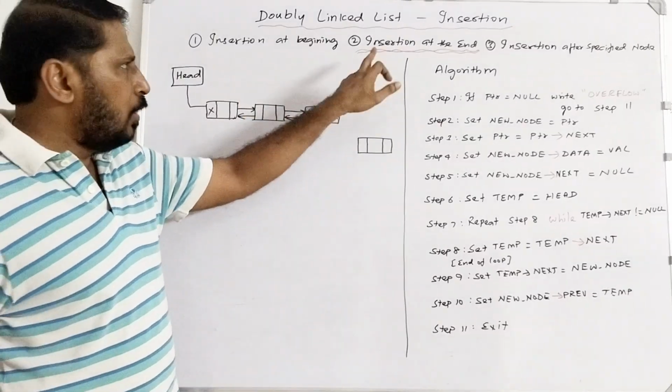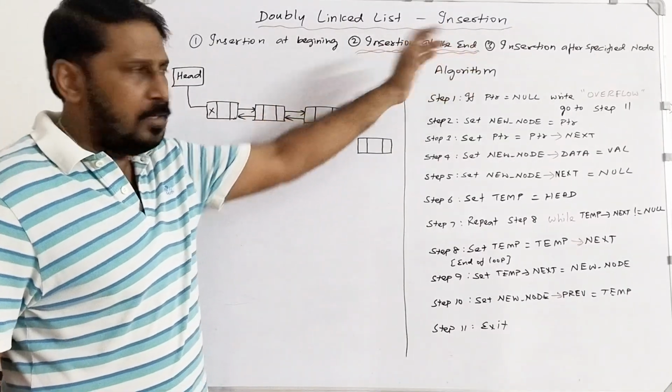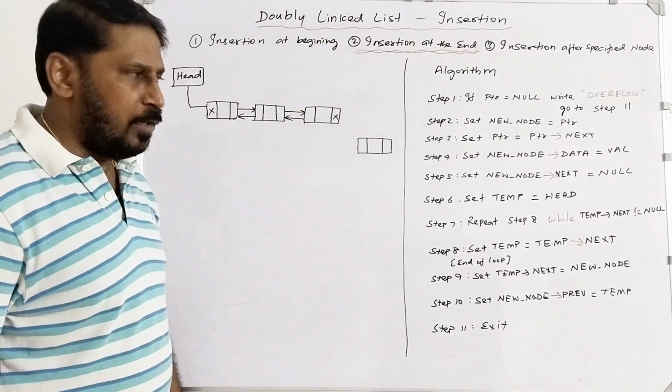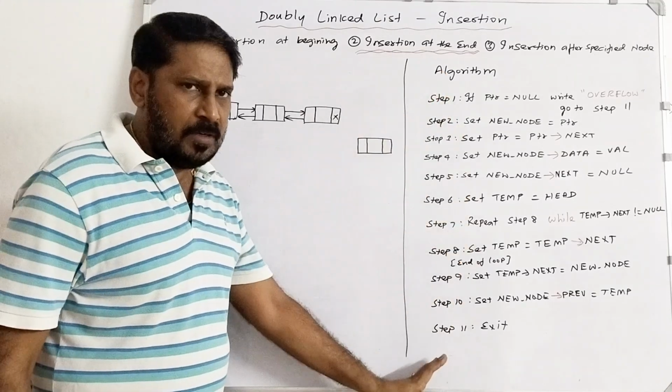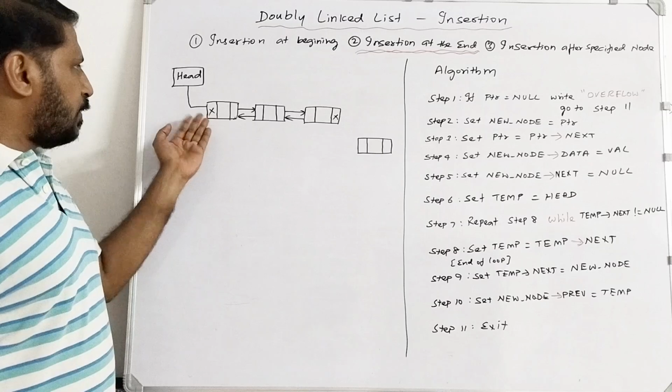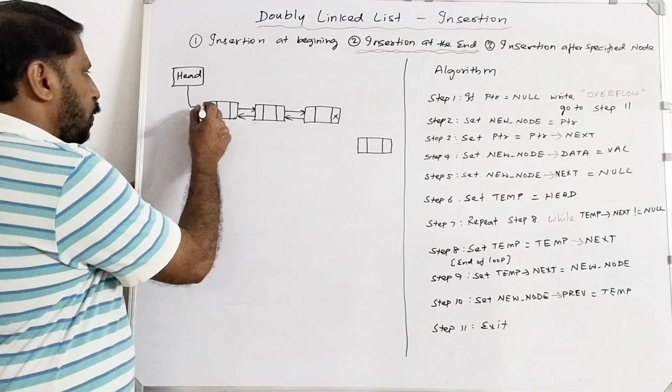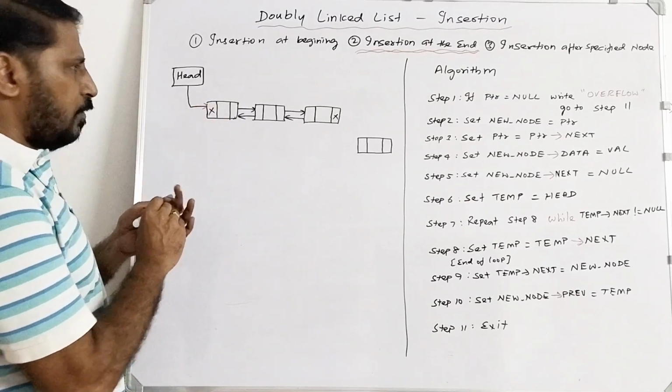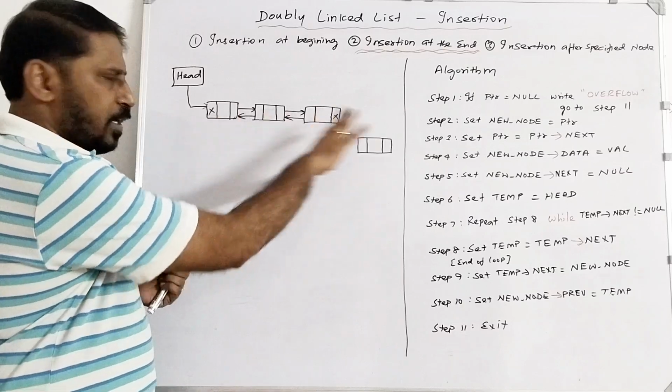We are going to see insertion at the end in a doubly linked list. So the algorithm is given. Before that algorithm, I am taking one example. In this example, the head node is connected to the set of nodes which are connected together.